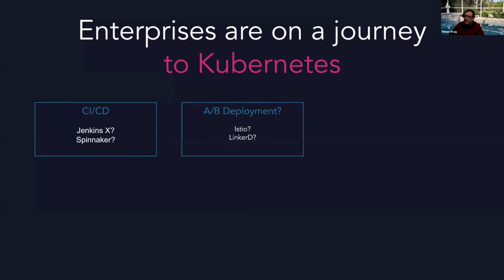Then they start thinking, well, this is really cool. I can repeatedly deploy this thing. I can continuously deliver. I can do upgrades. I can do all this kind of stuff. It's running in Kubernetes. I'd really like to do A/B deployments. How do I do that? And then they start looking into service meshes, and then they start realizing that Kubernetes isn't just a tool.